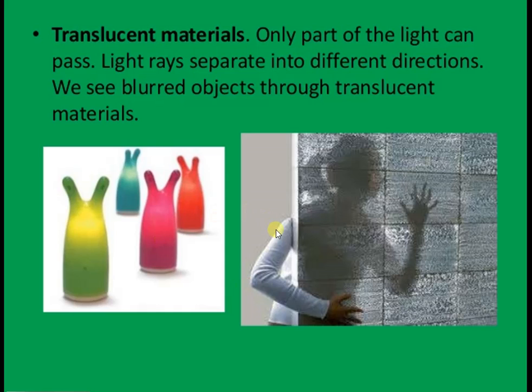In translucent materials, only part of the light can pass. Light rays separate in different directions. We see blurred objects through translucent materials.